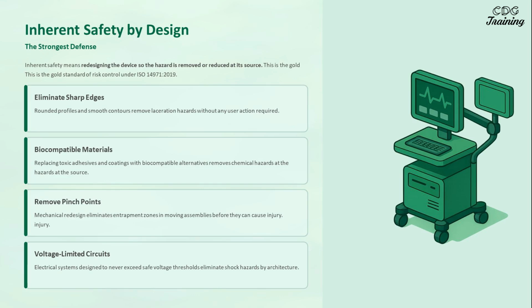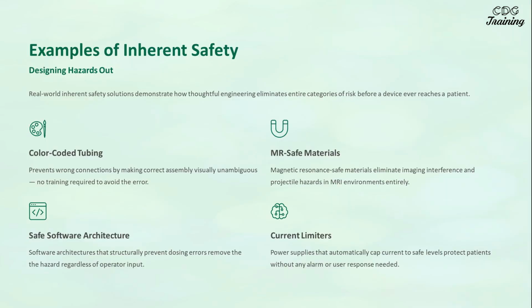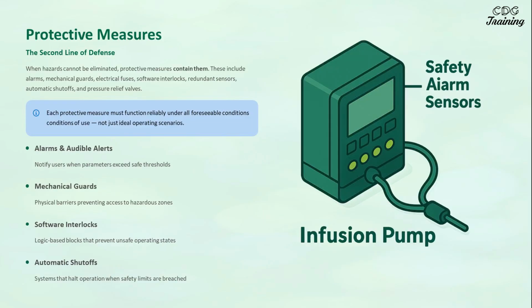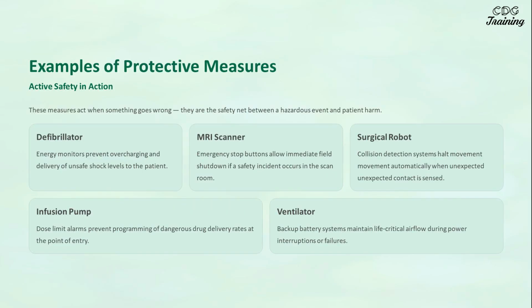Inherent safety involves redesigning devices to remove or reduce hazards, following ISO standards to ensure the strongest defense. Real-world examples show how engineering eliminates hazards before devices reach patients, ensuring safety through thoughtful design. When hazards can't be eliminated, protective measures like alarms and interlocks contain them, serving as the second line of defense. These measures act when something goes wrong, providing safety nets between hazardous events and patient harm.